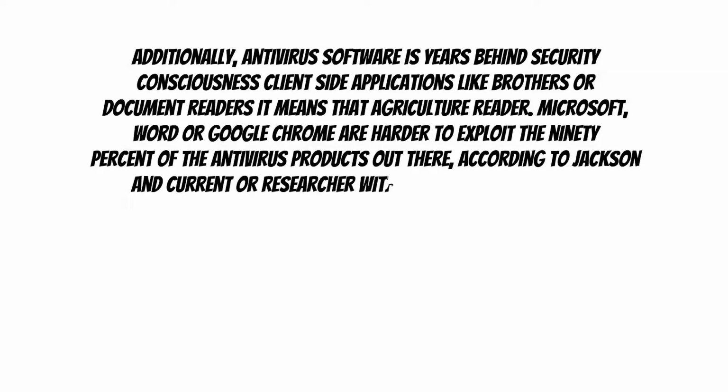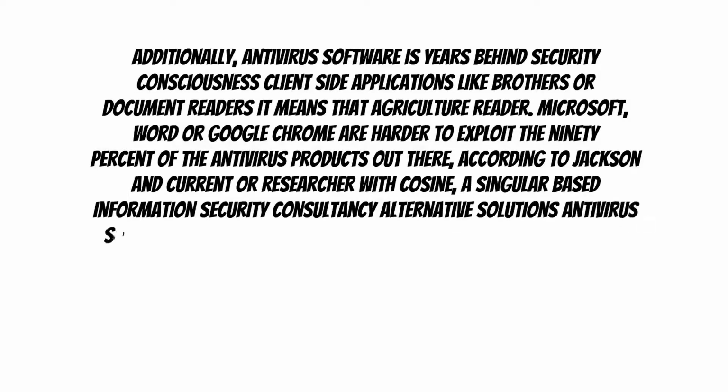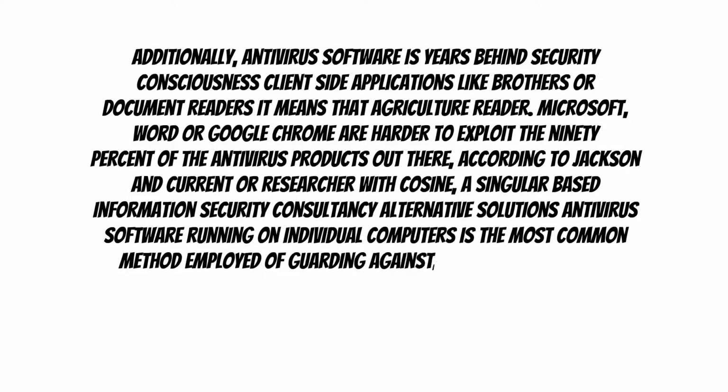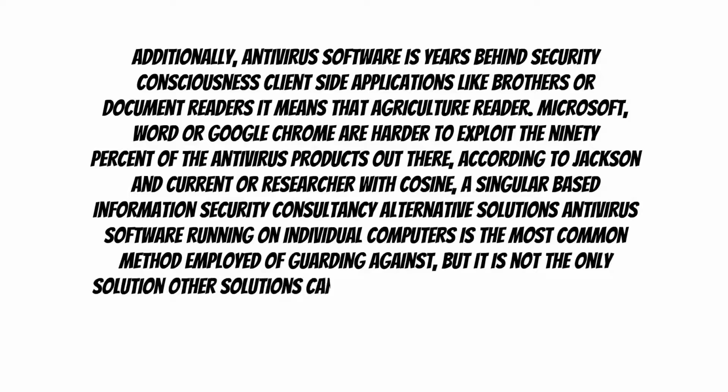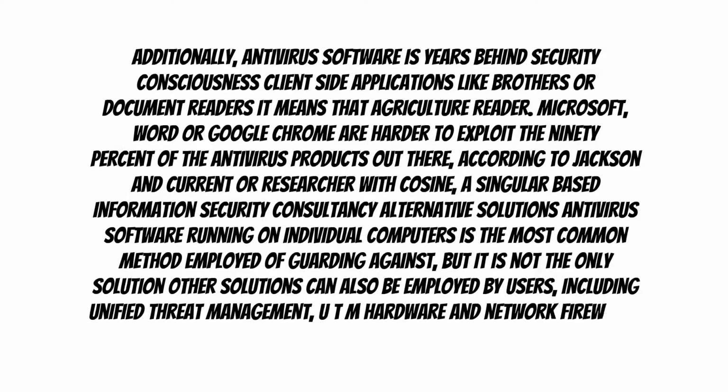Alternative solutions. Antivirus software running on individual computers is the most common method employed of guarding against malware, but it is not the only solution. Other solutions can also be employed by users, including Unified Threat Management, UTM, hardware and network firewalls, cloud-based antivirus, and online scanners. Hardware and network firewall.